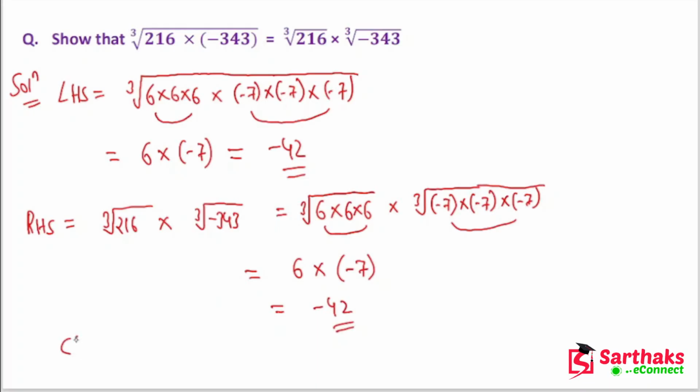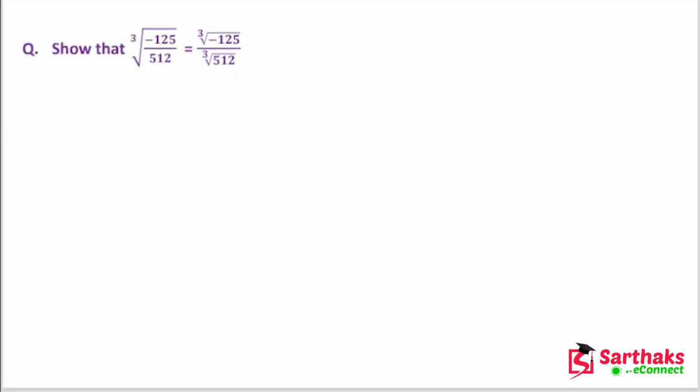So yes, clearly LHS equals RHS. So you can very well see that we have proved LHS to be equal to RHS just on the basis of calculation of the cube root of negative cubes, right? Let us solve another question. Now again the same kind of question, but this question is based on the quotient formula. So we have to separate numerator and denominator, right?